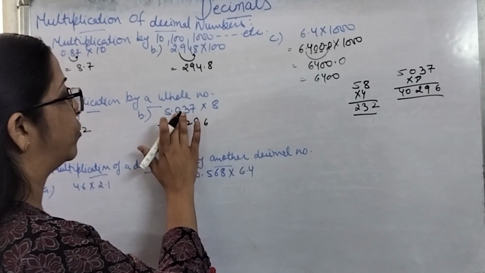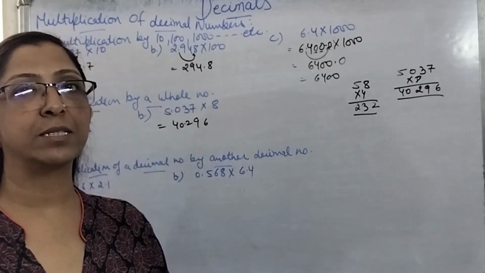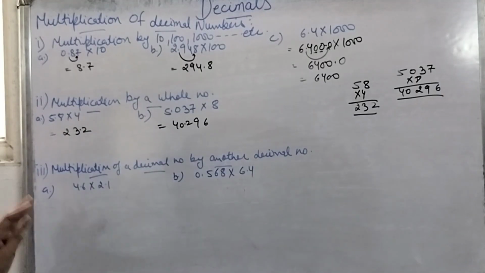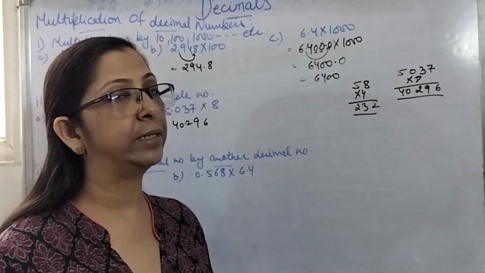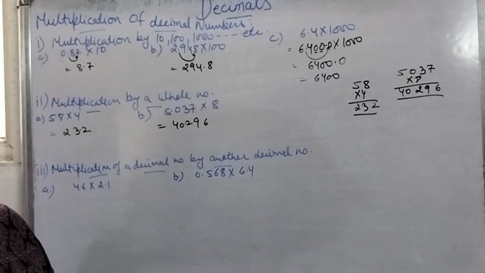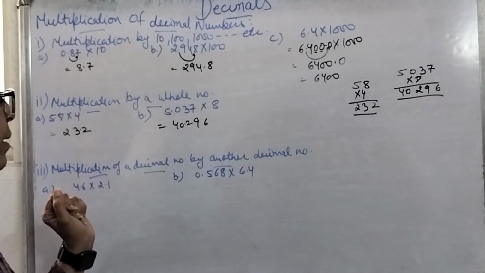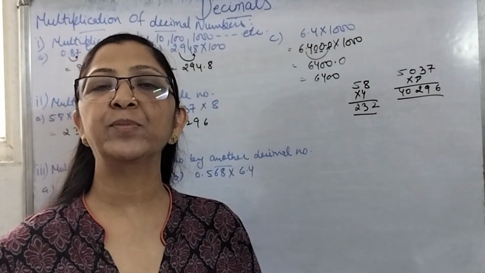Simply ignoring the decimal, we took the plain digits and multiplied them. Whatever number of decimal places we had initially, the product will have that many decimal places. Now the third condition is when a decimal number is multiplied by another decimal number. When the multiplicand and the multiplier both have decimals, how will we multiply the numbers? Again, we will ignore the decimals.